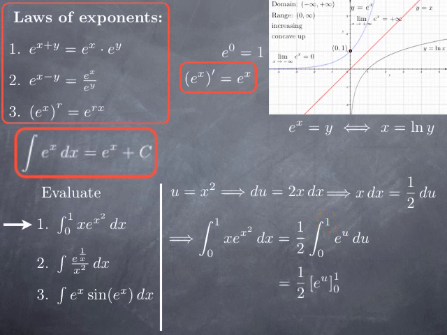So we obtain 1/2 of the antiderivative of e to the u, which is e to the u itself, that we evaluate between 0 and 1, applying here the fundamental theorem of calculus. So we plug u equal 1 and u equal 0 and take the difference, so it gives us 1/2 of e to the 1, which is e, minus e to the 0, which is 1.